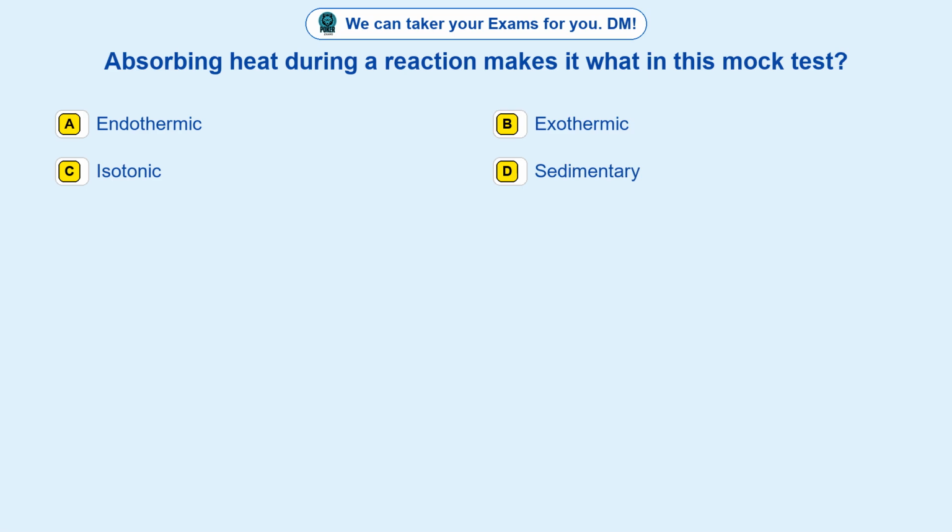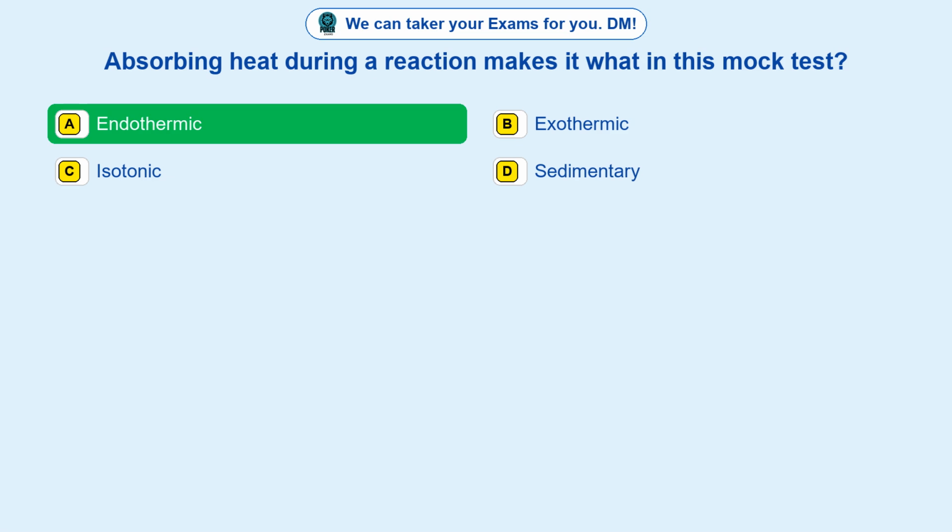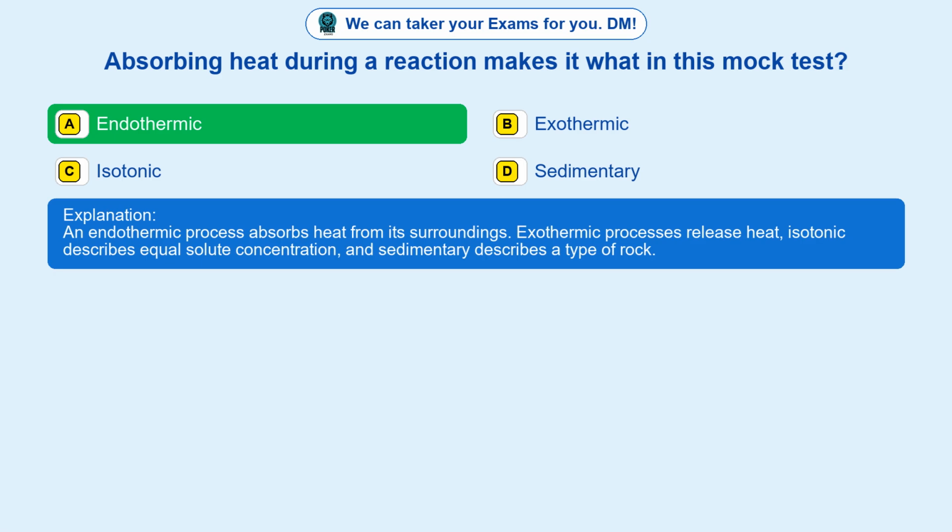Question 47. Absorbing heat during a reaction makes it what in this mock test? Option A, endothermic. Option B, exothermic. Option C, isotonic. Option D, sedimentary. The correct answer is option A. Endothermic. An endothermic process absorbs heat from its surroundings.